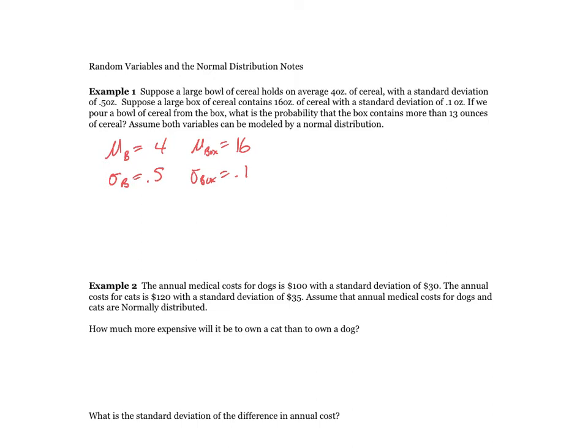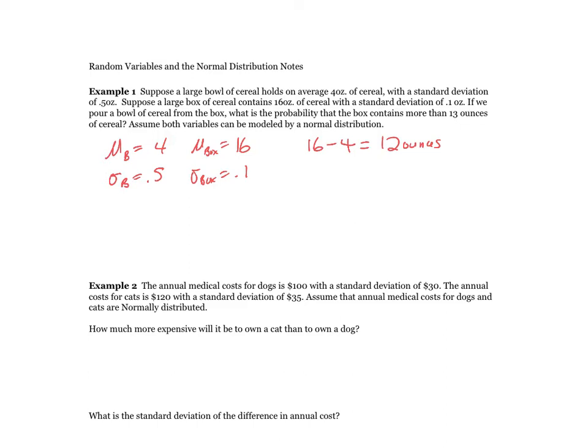So it says, if we pour a bowl of cereal from the box, what is the probability that the box contains more than 13 ounces of cereal? So after I pour the bowl, what's the chance that the box has more than 13 ounces in it? And it says, assume both variables can be modeled by a normal distribution. So I'm taking my box of cereal, which has 16 ounces, and I'm pouring out a bowl, which means you would expect about 12 ounces of cereal left in the box.